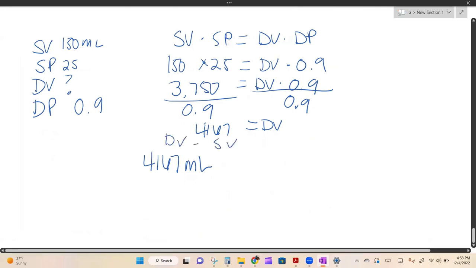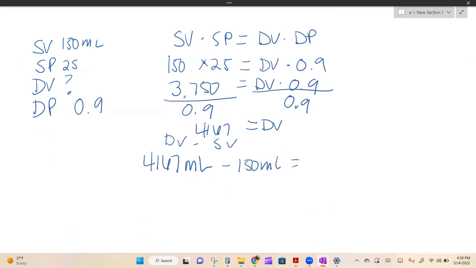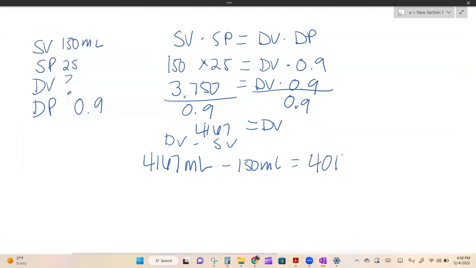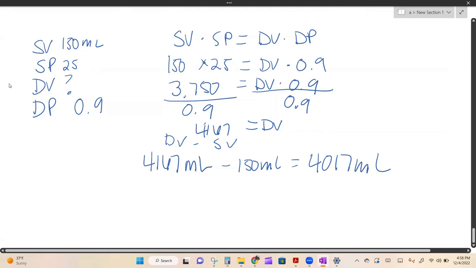So DV minus SV, and our SV is 150 ml. And that will tell us how much water we need. So 4,167 minus 150 gives us 4,017 ml.